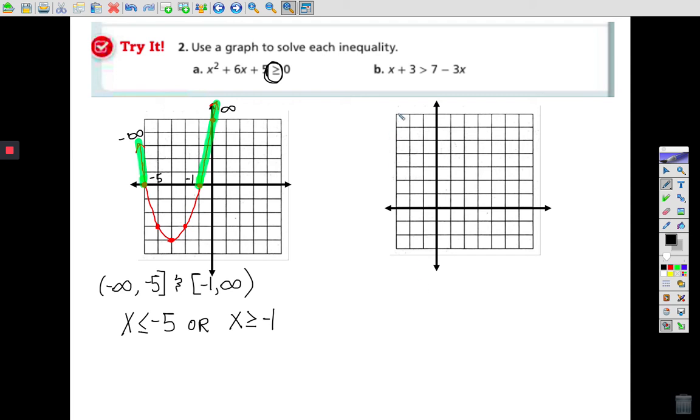All right, part B. X plus 3 tells me that I have a y-intercept at 3. 1, 2, 3, and a slope of 1. And my next equation tells me that I've got a y-intercept at 7 and a slope of negative 3.